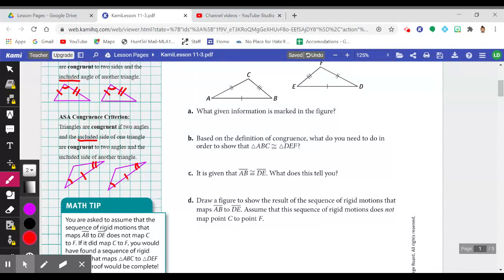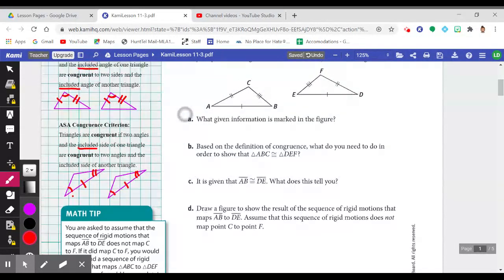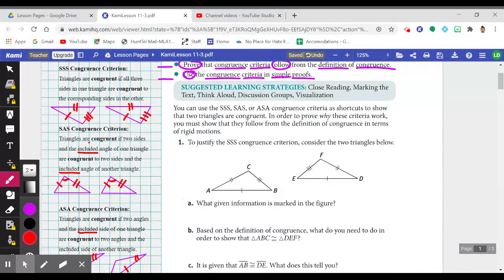So for these two triangles, we're suggesting that these two triangles are congruent if two angles and their included side are congruent to these two angles and their included side. That's what we're suggesting here. So without further ado, let's take a look at our actual lesson.